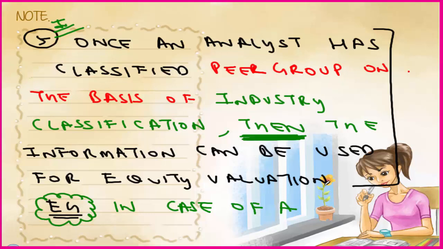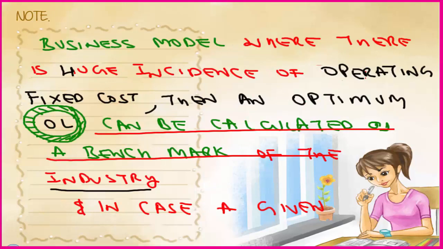For example, number one, in the case of a business model having high rent and high salary, they have to pay huge rent and huge salary, like Big Bazaar. You have heard of Big Bazaar? They have to pay huge rental cost and huge salary cost. So in this model, if different companies are there, we can calculate the average operating leverage, and once we have calculated that benchmark, then we can compare it.